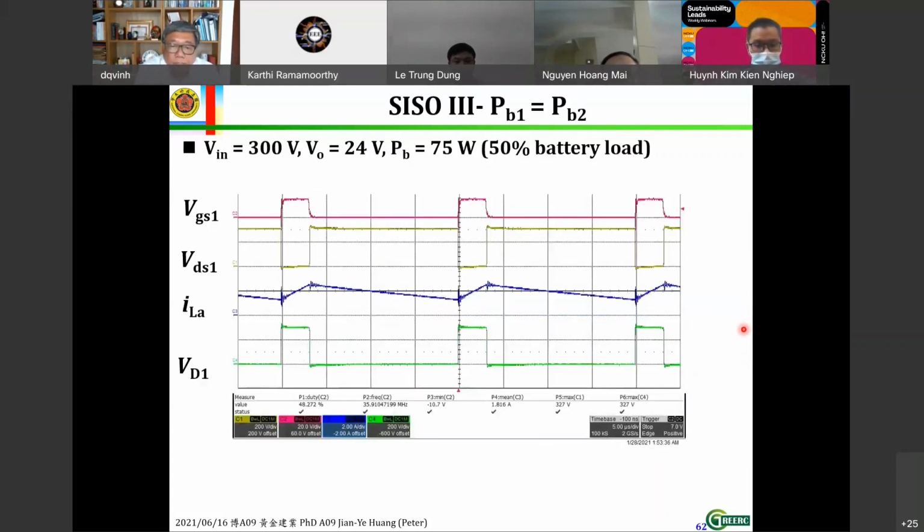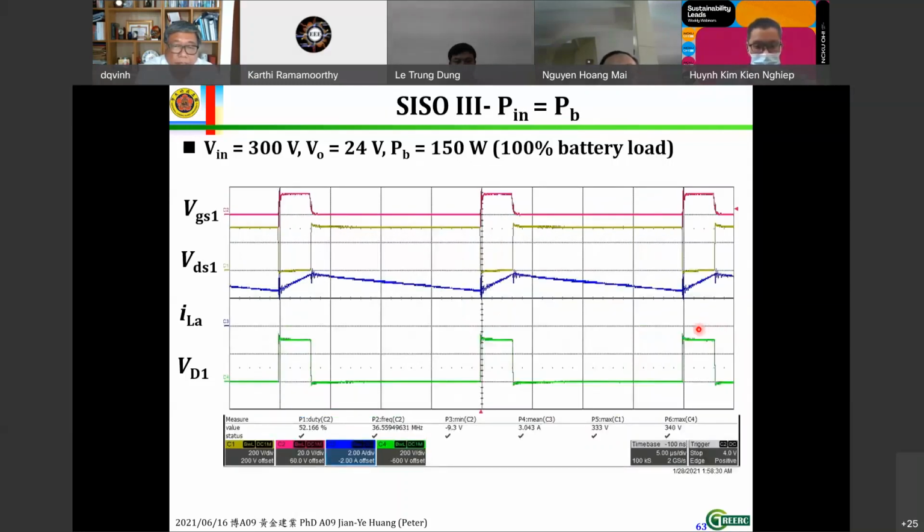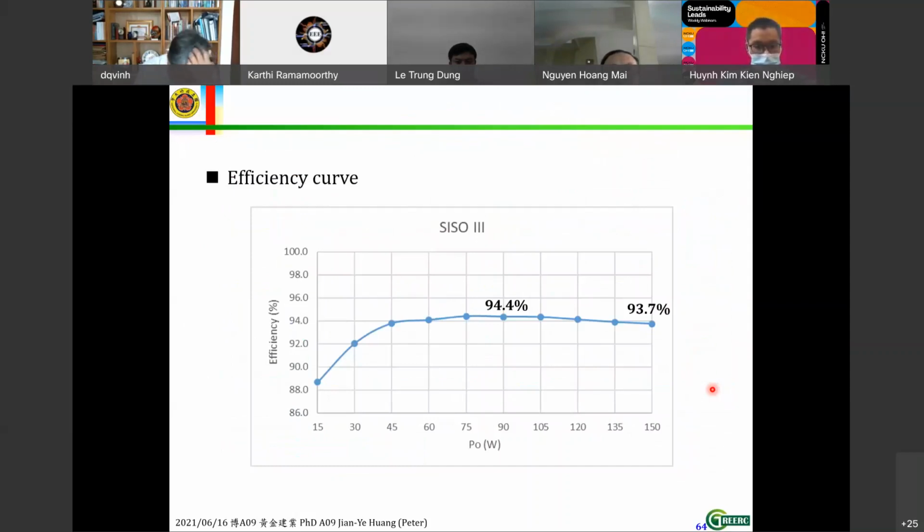And in the Tsorng-Juu mode, when we transfer energy to the battery, this figure shows the 50% load condition. And this one shows the full load condition. This is the efficiency curve of the Tsorng-Juu mode. The highest efficiency happens at 60% load, which is 94.4%, and the full load efficiency is 93.7%.